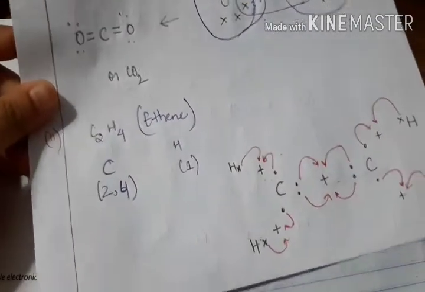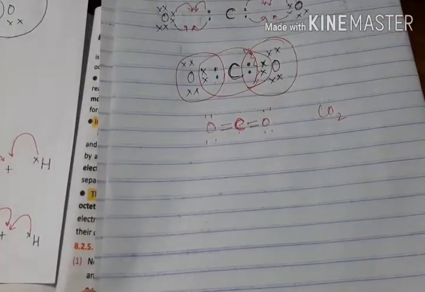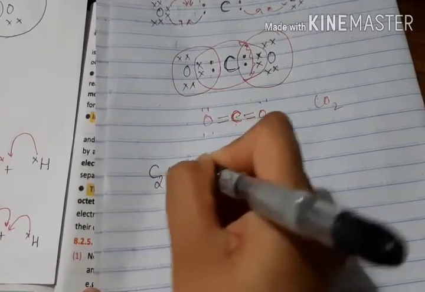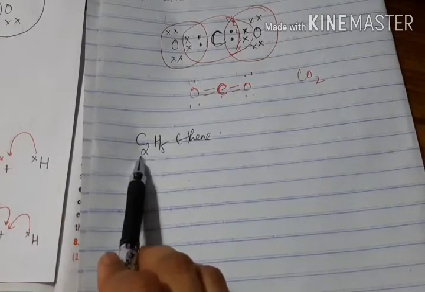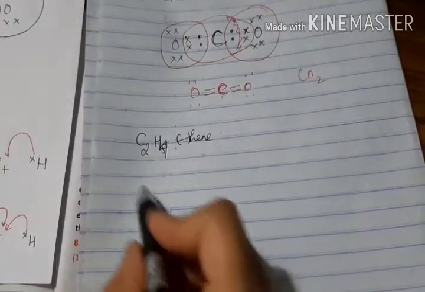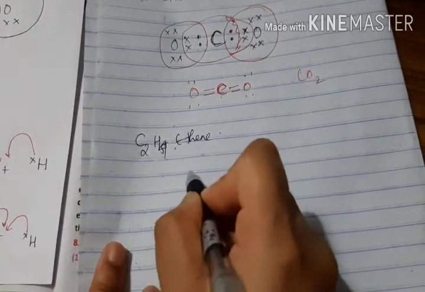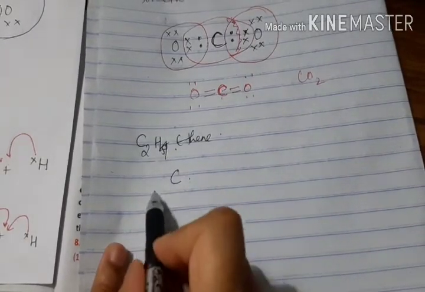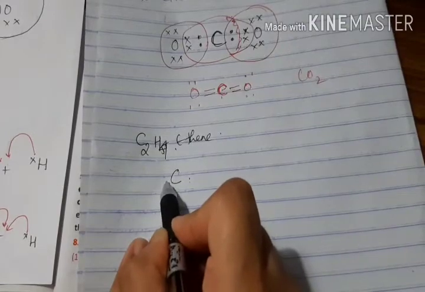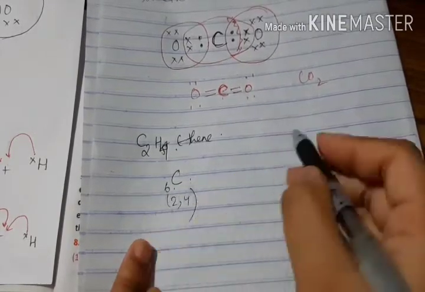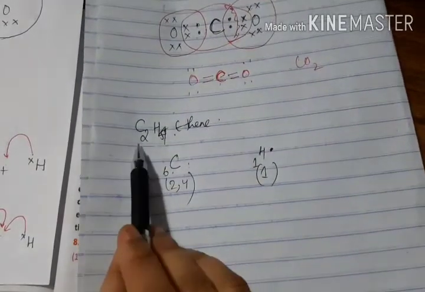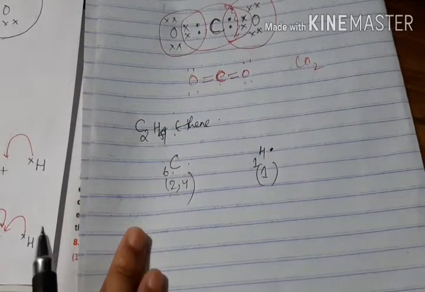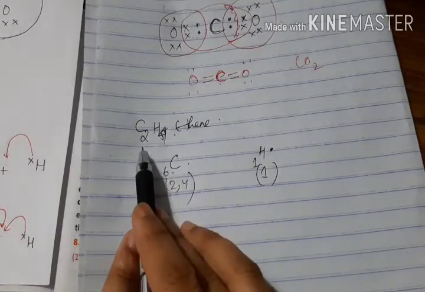Then another one is ethene. Ethene is C2H4. So we have 2 carbons and 4 hydrogens. Carbon is 6, so 2, 4. Hydrogen is 1, so the electron dot structure is 1. Now have a look. There are 2 carbons and 4 hydrogens. If you divide the hydrogens, then each carbon will get 2.